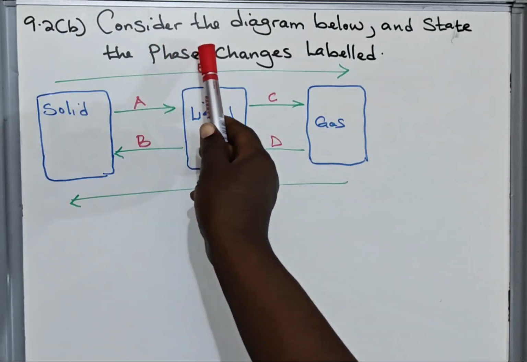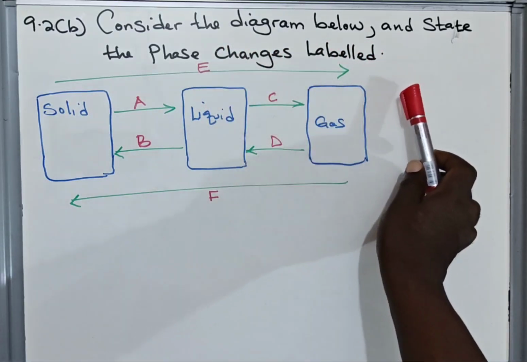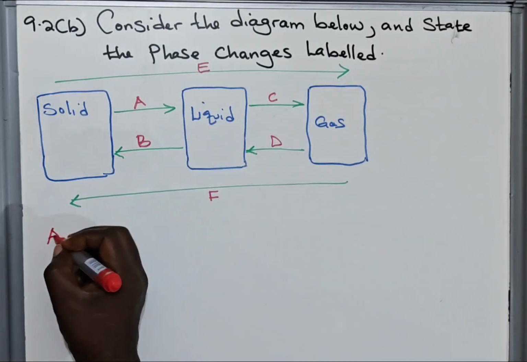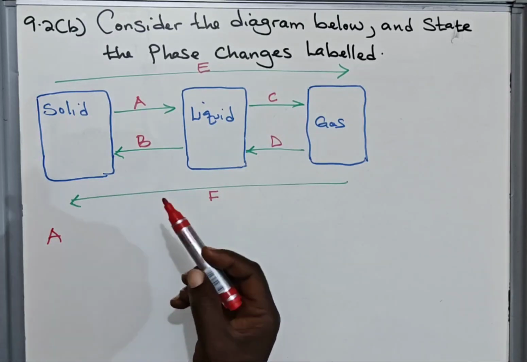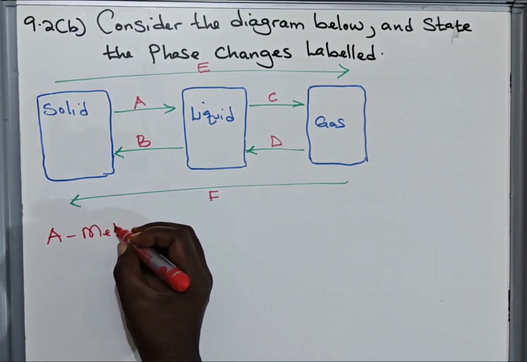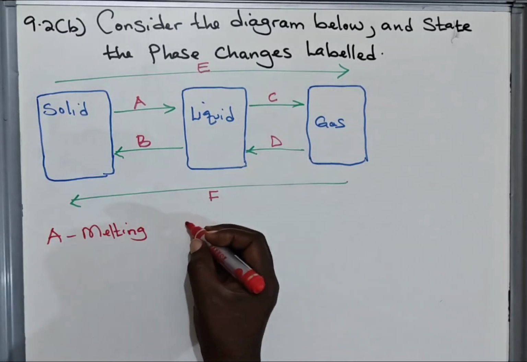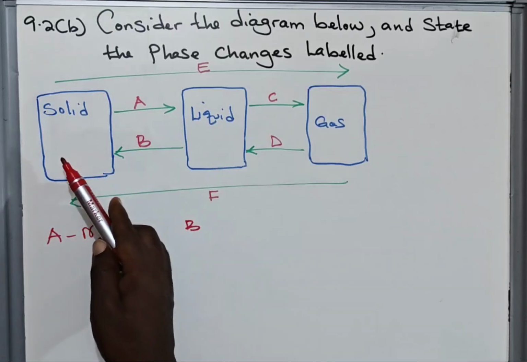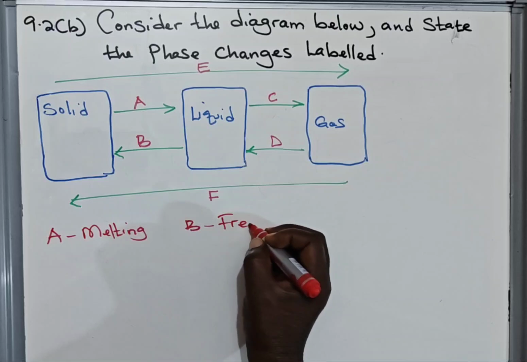It says, consider the diagram below and state the phase changes labeled. Okay, let's start with A. A, the change is from solid to liquid. So what is that? It's called melting. Okay, we go to B. B is from liquid to solid. What do you call that one? Freezing.